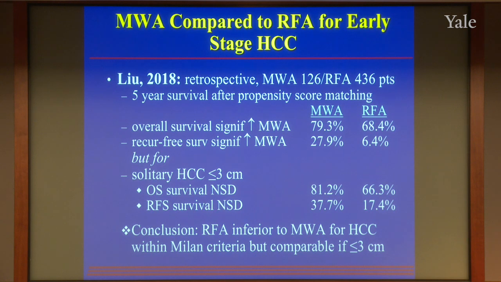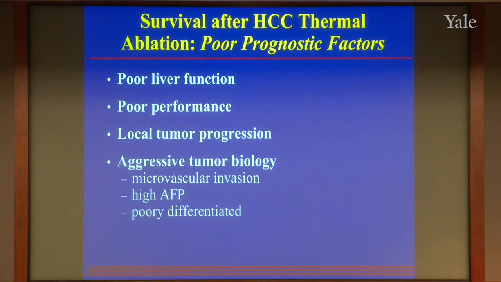This study comparing RFA and microwave showed that the bottom line here is that RFA was inferior to microwave ablation for HCC within Milan criteria, but comparable if it was a single tumor less than or equal to 3 centimeters. So the gain for microwave is for that 3 to 5 centimeter tumor, the larger tumor. Still in the early stage, of course.